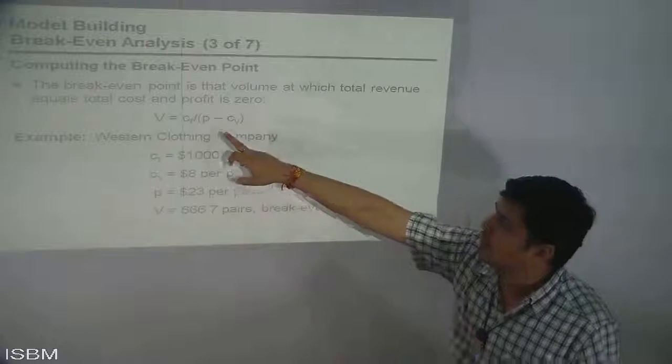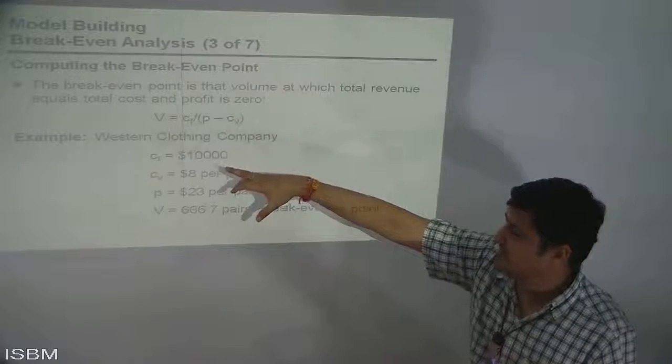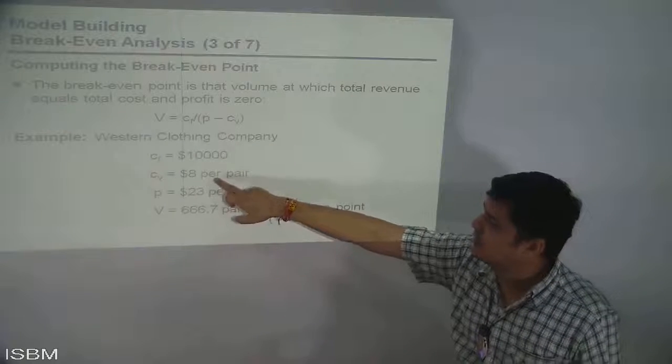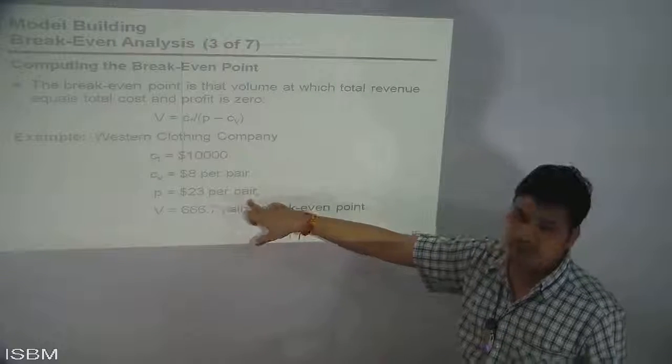So V is equal to CF upon P minus CV. Example: suppose some Western clothing company. CF is equal to $10,000, CV is equal to $8 per pair, and P is equal to 23 per pair.